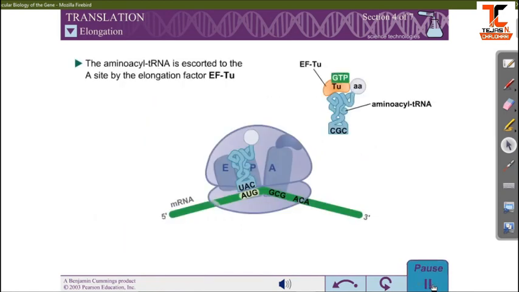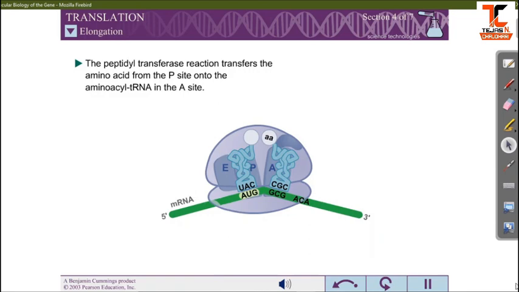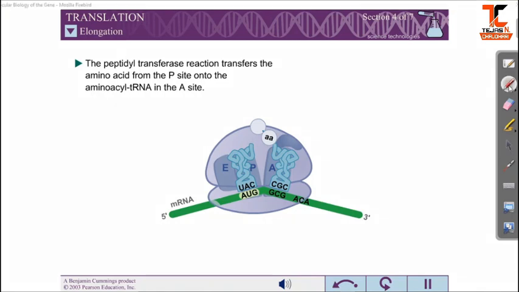First, a charged tRNA is bound by EF-Tu and is brought to the ribosome A site as an EF-Tu GTP aminoacyl-tRNA complex. The tRNA anticodon binds the mRNA codon, and EF-Tu hydrolyzes its GTP, and the resulting EF-Tu GDP is released from the tRNA. Next, a peptide bond is formed between the amino acids. This reaction transfers the amino acid from the tRNA in the P site onto the aminoacyl-tRNA in the A site.